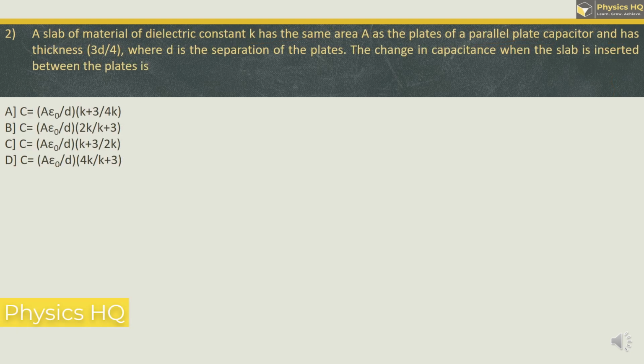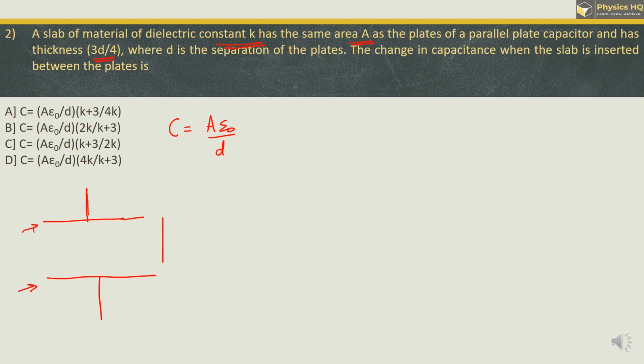A slab of dielectric material constant K has the same area A as the plates of the parallel plate capacitor and has thickness 3D by 4, where D is the separation of the plates. The change in the capacitance when the slab is inserted between the plates is how much? The capacitance formula normally will be given by A epsilon naught by D, where D is the distance or the separation between these two plates. Epsilon naught is the permittivity of the medium between these two plates, which gives us the capacitance.